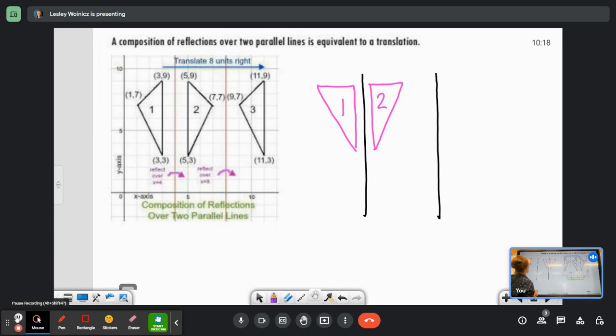Reflect it across my second line. And basically I just got a translation from 1 to 3. It just slid. Ta-da! That's the end.